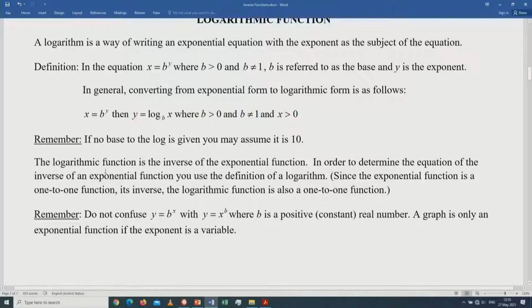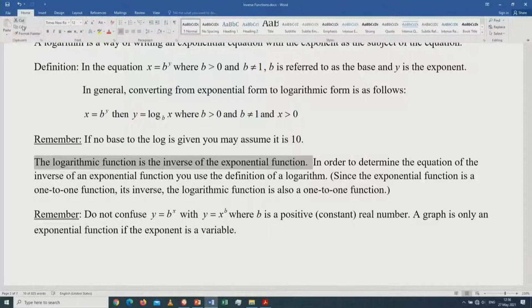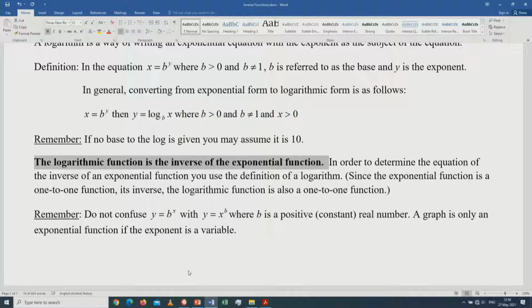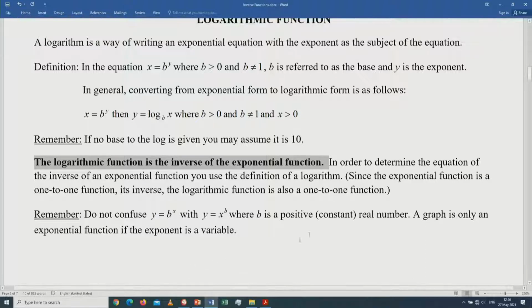The log function is the inverse of the exponential graph. I will highlight it. The logarithmic function is the inverse of the exponential graph. In order to determine the equation of the inverse of an exponential function, you use the definition of the log.